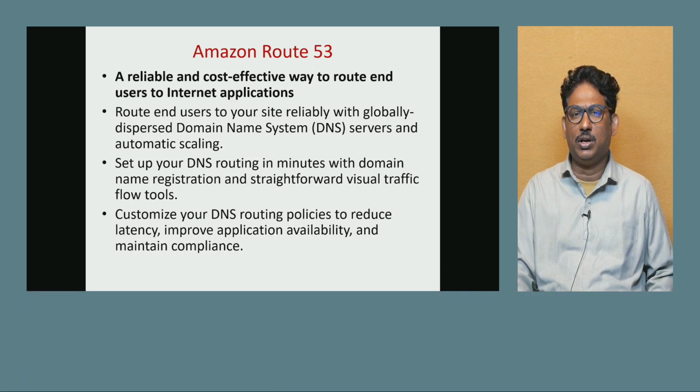With Amazon Route 53, end users can rely on the service as a distributed Domain Name System, that is DNS servers, with automatic scaling. Next, you can set up DNS routing in minutes with domain name registration and straightforward visual traffic flow tools. Next, you can customize your DNS routing policies to reduce latency, improve application availability and maintain compliance.